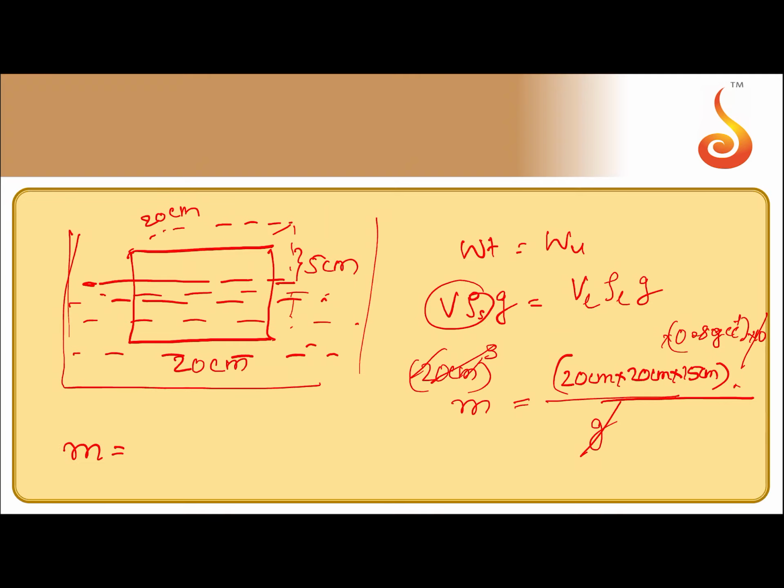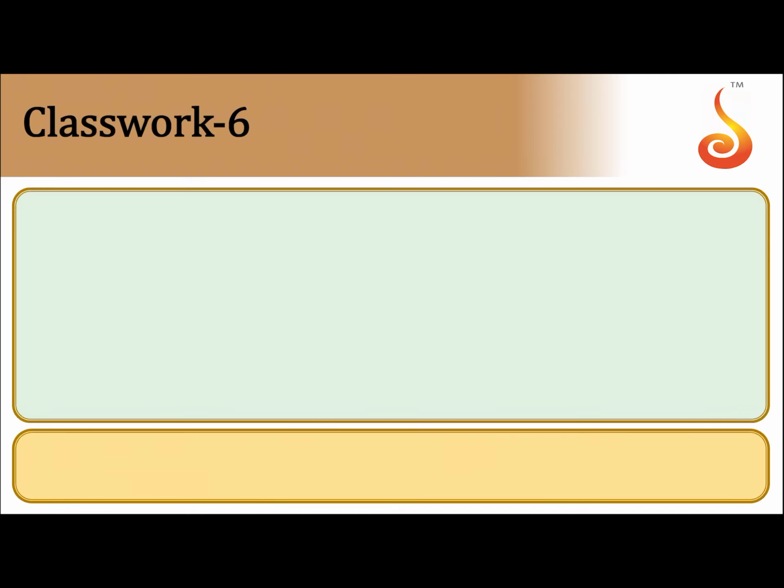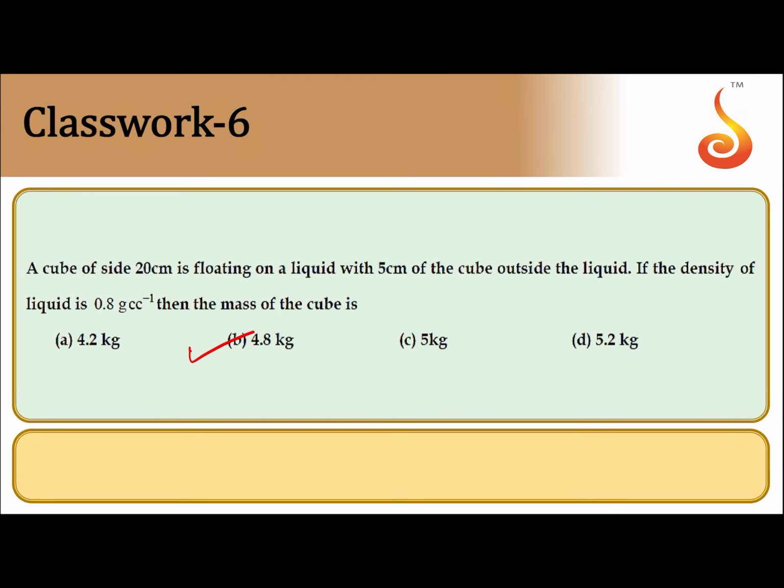So we're left with M is equal to 20 into 10 to the power of minus 2 into 20 into 10 to the power of minus 2 into 15 into 10 to the power of minus 2 into 0.8 gram, 10 to the power of minus 3 kg divided by per centimeter cube, that is 10 to the power of minus 6. If you simplify it, we get it as 4.8 kg. So the mass of the object or the cube is 4.8 kg.